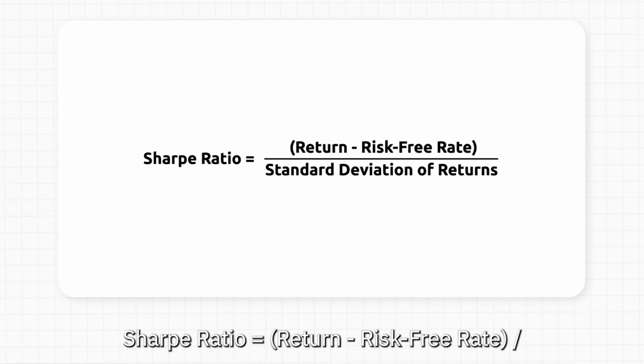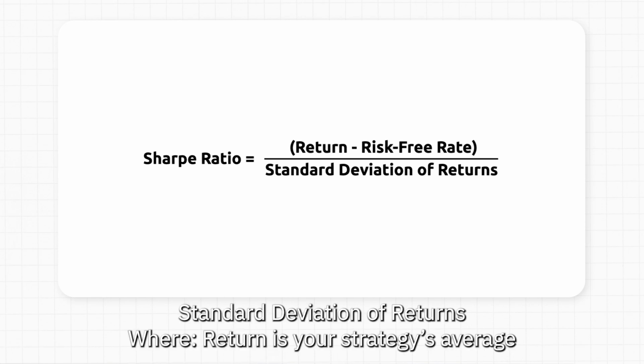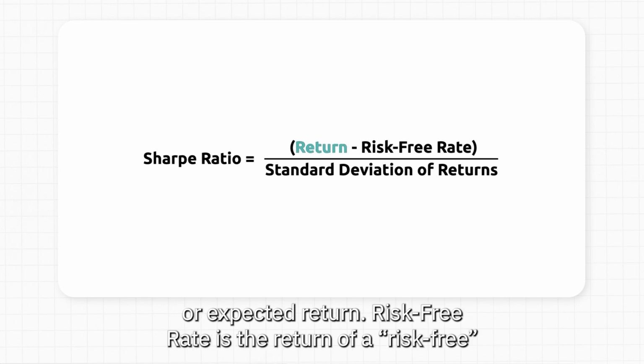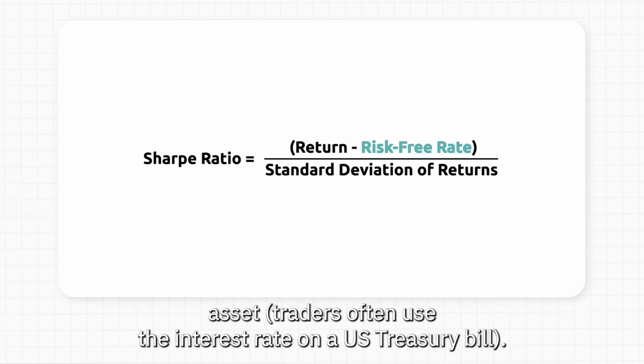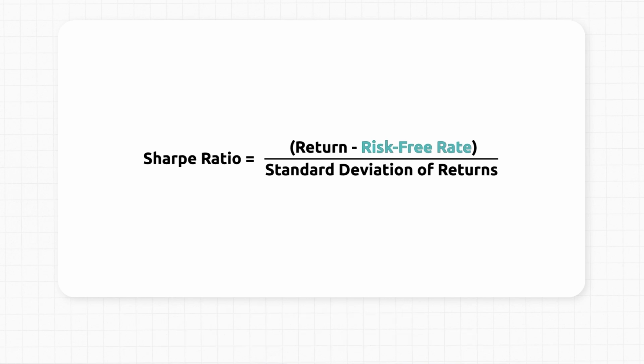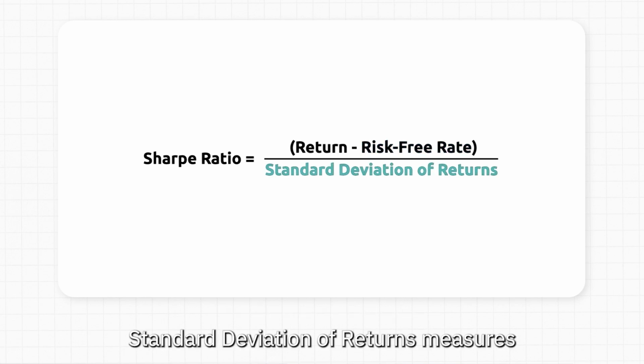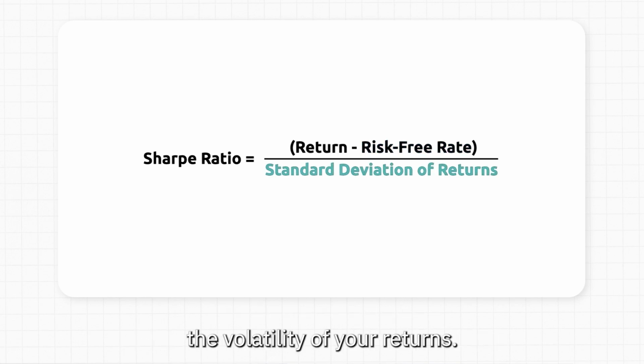Sharpe ratio equals return minus risk-free rate divided by the standard deviation of return, where return is your strategy's average or expected return. Risk-free rate is the return of a risk-free asset. Traders often use the interest rate on a US Treasury bill. Standard deviation of returns measures the volatility of your returns.